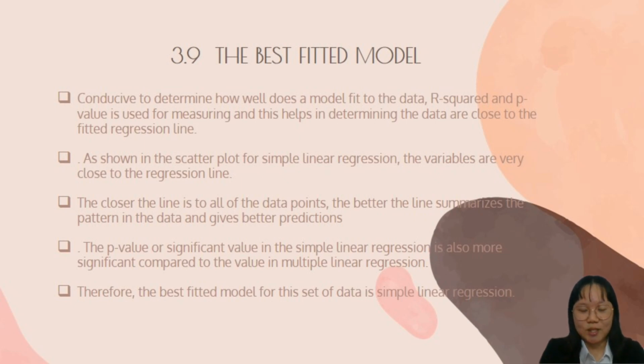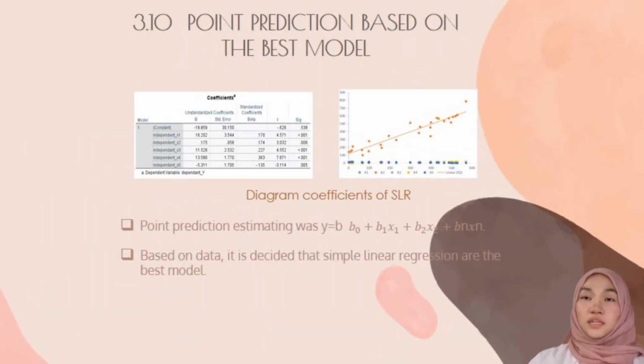As shown in the scatter plot for simple linear regression, the variables are very close to the regression line. The closer the line is to all of the data points, the better the line summarizes the pattern and the better predictions it gives. The p-value or significance value in the simple linear regression is also more significant compared to the p-value in multiple linear regression. Therefore, the best fitted model for this set of data is simple linear regression. We have decided on simple linear regression as our best fit model because it has higher correlation than the multiple linear regression.